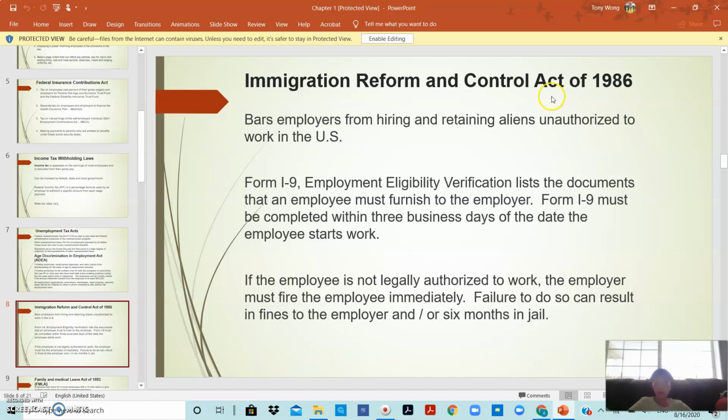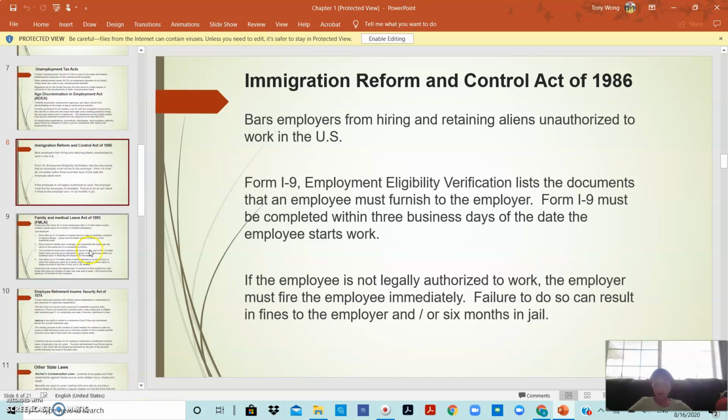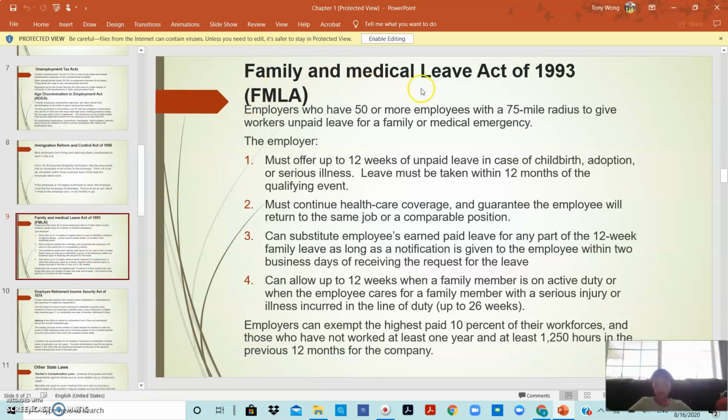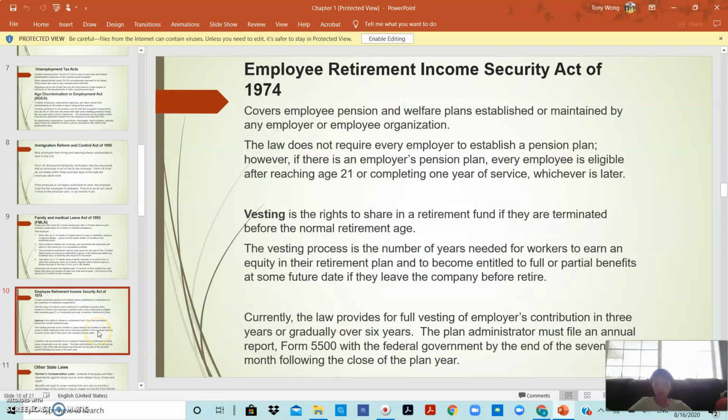Immigration Reform and Control Act. I'm not going to talk about it. You can read this slide. Family and Medical Leave Act. You also can read the slides too.